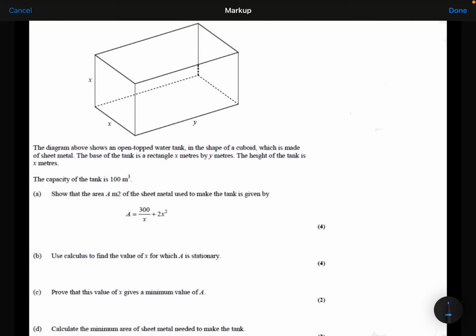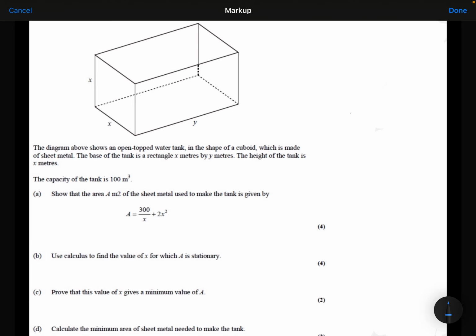The diagram above shows an open-topped water tank in the shape of a cuboid, which is made of sheet metal. The base of the tank is a rectangle x meters by y meters. The height of the tank is x meters. The capacity of the tank is 100 meters cubed. Part A. Show that the area A meters squared of the sheet metal used to make the tank is given by A equals 300 over x plus 2x squared.